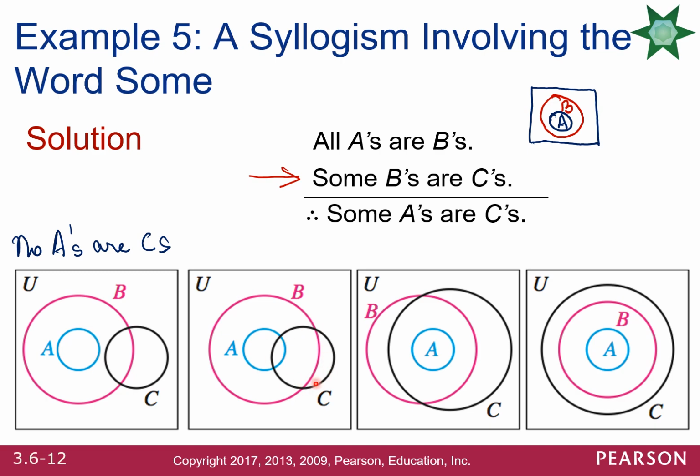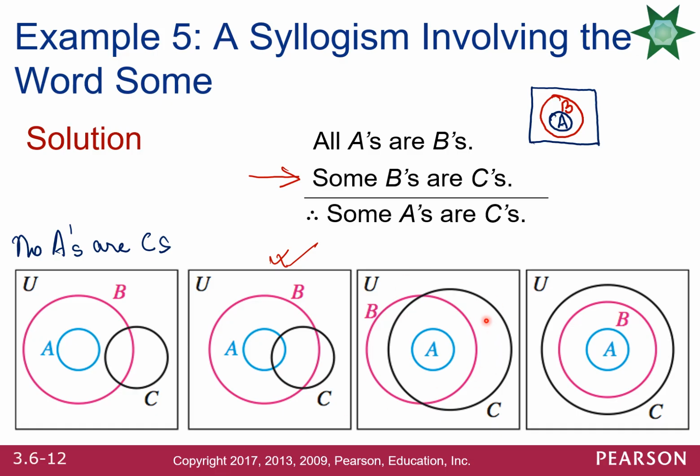All right, so there's an intersection between B, C, and A, and that satisfies the argument some A's are C's, correct? So this works. This is good. But then let's look at the next one. All right, what does the next one say?